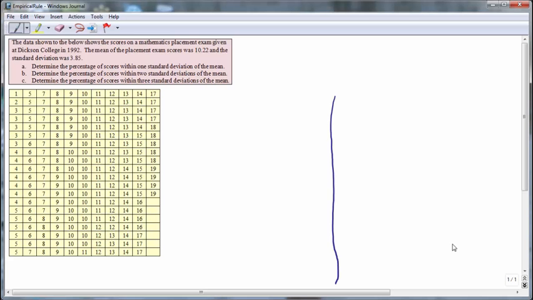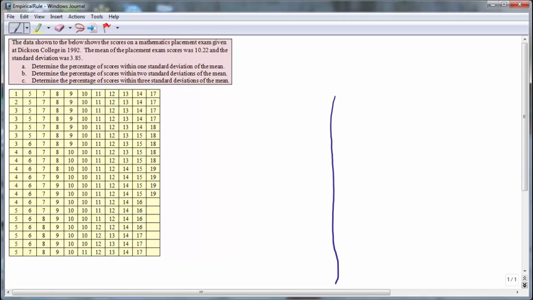In this video, we study the 68, 95, 99.7 rule. The data shown in the table below shows the scores on a math placement exam given at Dixon College in 1992. I'm going to first open the data set in StatCrunch to create a histogram and to find the mean and the standard deviation.